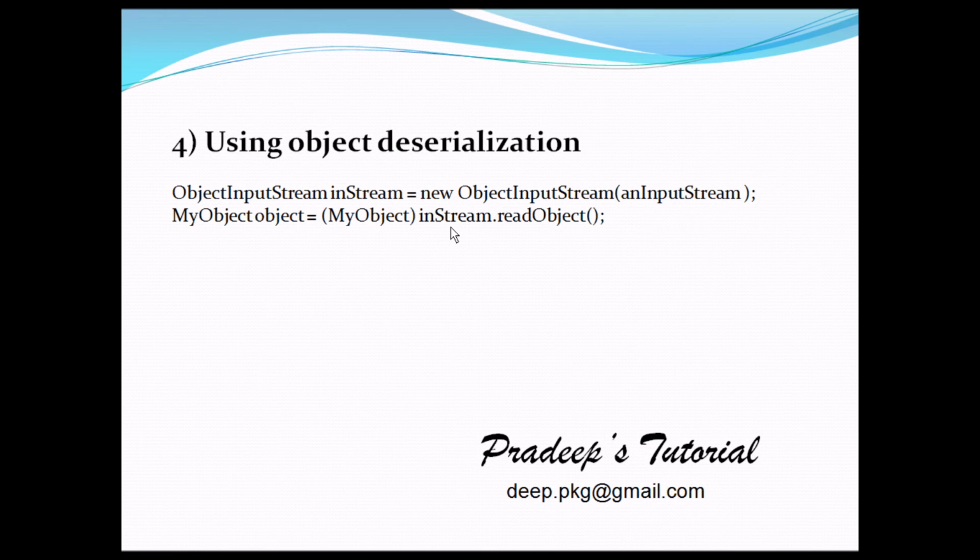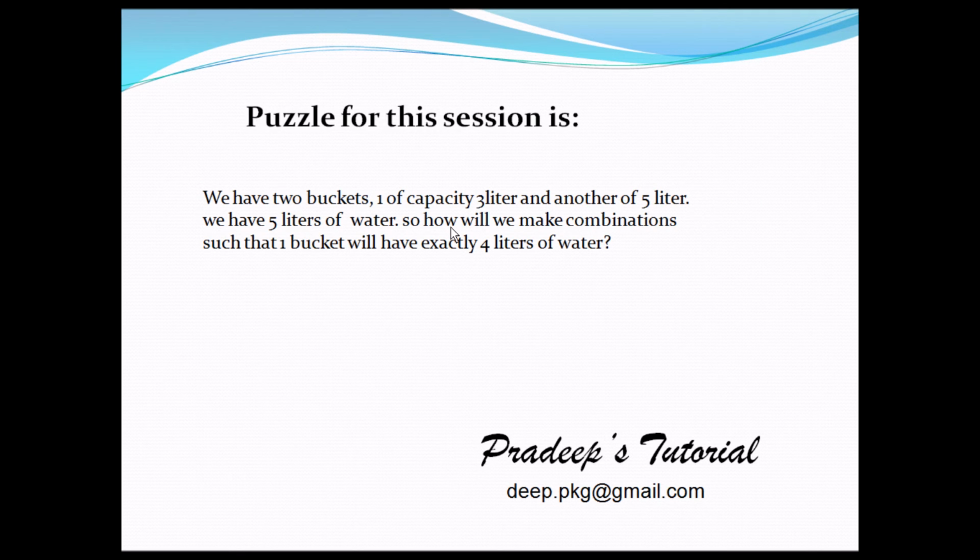So for now we'll move to the puzzle. The puzzle for this session is: we have two buckets, one of capacity 3 liters and another of 5 liters. We have 5 liters of water. How do we make a combination such that one bucket will have exactly 4 liters of water? This is very common, and maximum of you will know this one. But those who don't know, just solve it. I'll explain the answer in my next upcoming video.